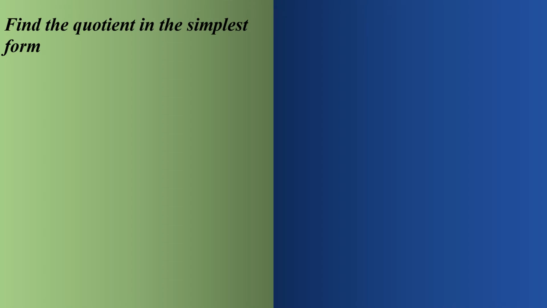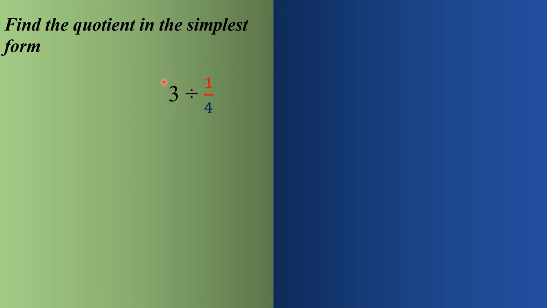Now division of fractions will be very easy because we know how to find out the reciprocal. So let us find out the quotient in the simplest form. Here is your question. 3 divided by 1 by 4. 3 is a whole number and 1 by 4 is a fraction. We need to divide 3 by 1 by 4.